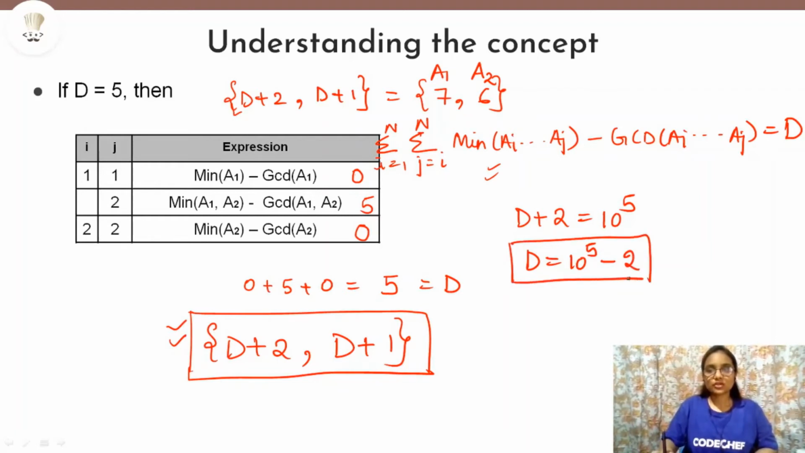So, this solution that we have discussed will only work if our d is at most 10 to the power 5 minus 2. But what about if your d is greater than 10 to the power 5 minus 2? Let's see how we will find our solution then.